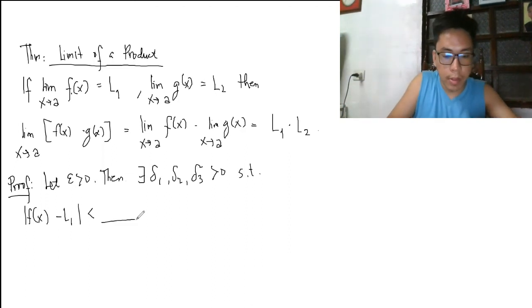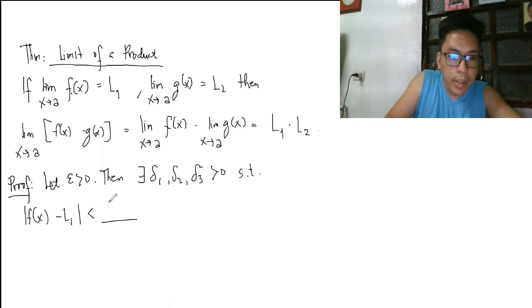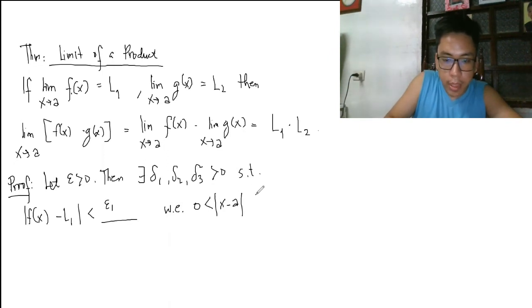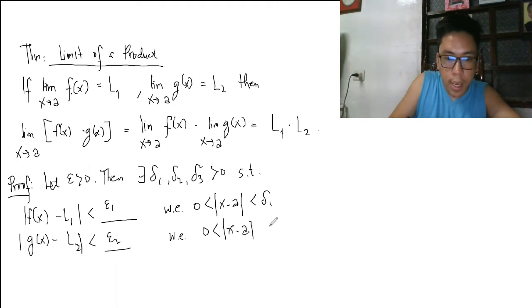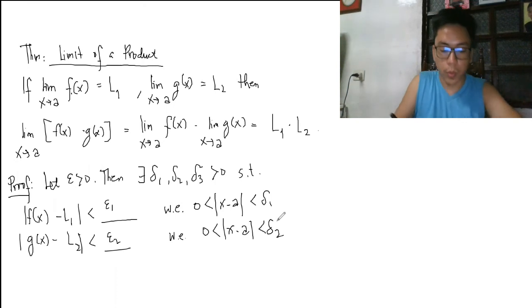So let's assume this blank space here is epsilon 1, whenever 0 is less than the absolute value of x minus a, that's less than delta 1. And you also have the absolute value of g of x minus L2, since your limit of g of x is L2, less than epsilon over 2 whenever 0 is less than the absolute value of x minus a, and this is less than delta 2.